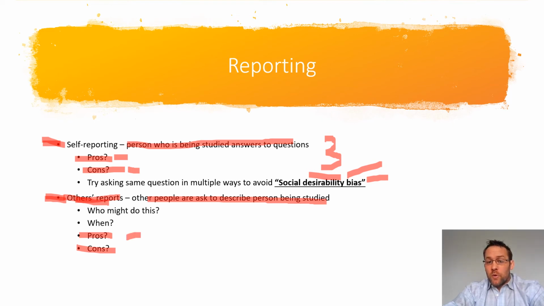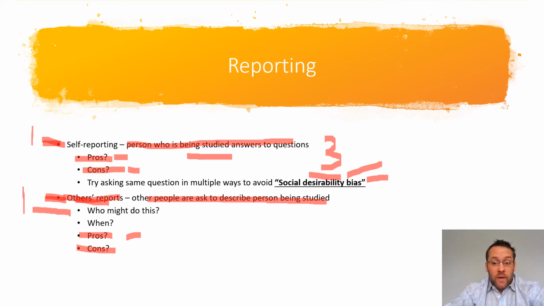Okay, so this is how other reporting works. If I'm trying to figure out how often college students do homework, if they live at home with their parents, I could ask their parents. I could ask their roommates if they live in an apartment with their roommates. And I might get two different answers between the people who are reporting for themselves and the people who are reporting for them.